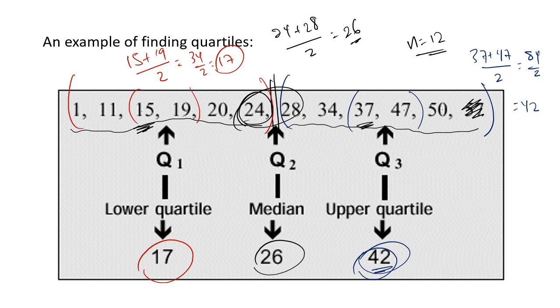So in that case, it'd be a lot easier to find because we wouldn't have to calculate any means. But just remember that if you have an odd number, the median does not go into the upper half or the lower half.